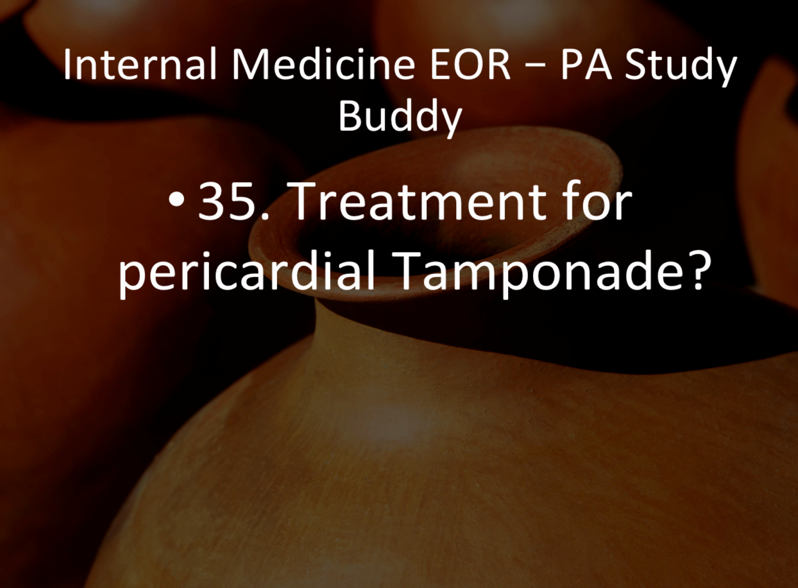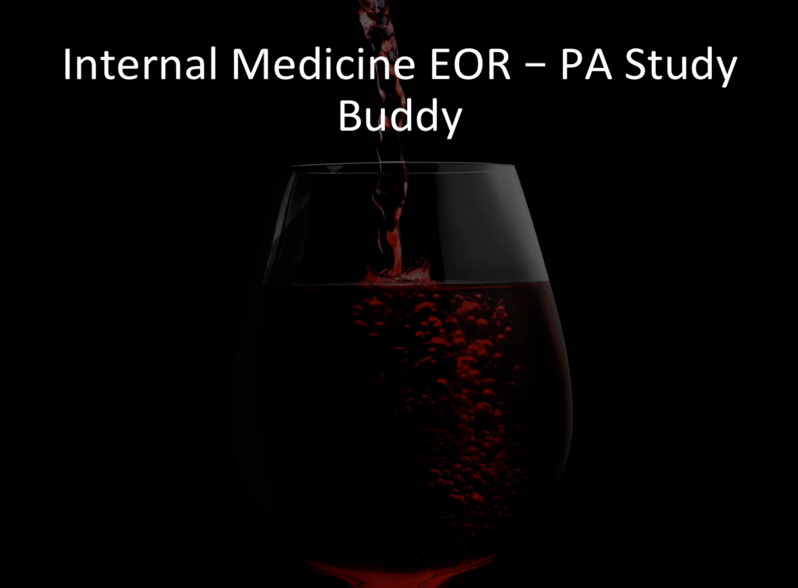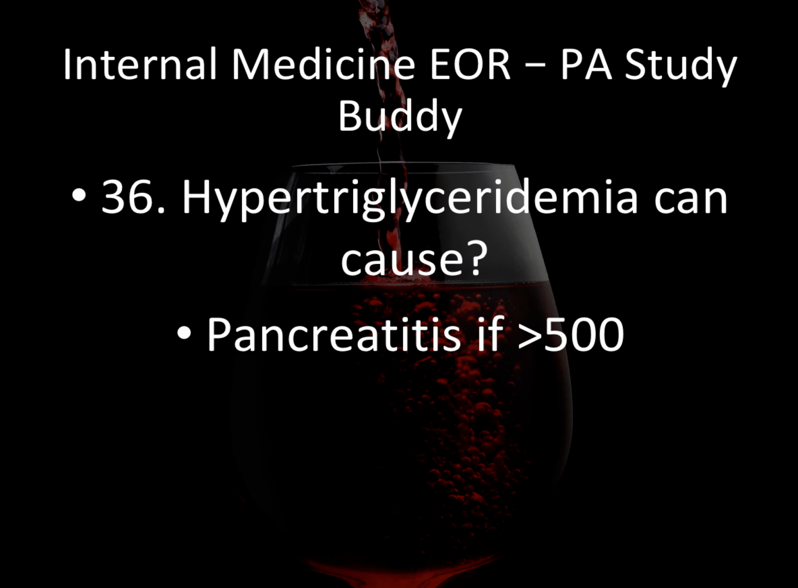Treatment for pericardial tamponade. So pericardial tamponade is all that fluid around the heart, and it's treated with pericardiocentesis. You gotta drain that stuff out. Hypertriglyceridemia can cause what? That would be pancreatitis. If you see the triglycerides are greater than 500 on a lab, pancreatitis should be high on your differential. And if it's in a question stem, pancreatitis is your answer.